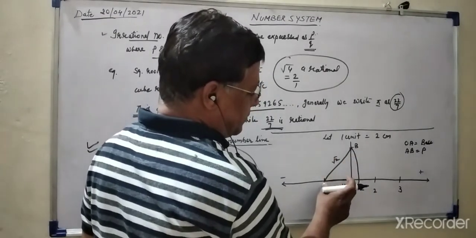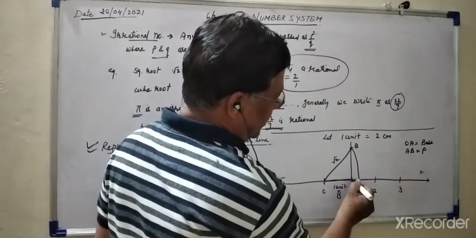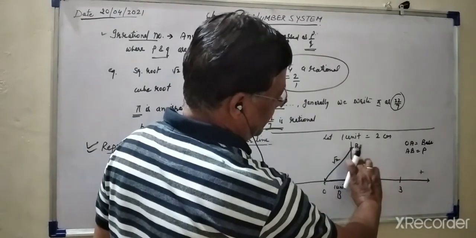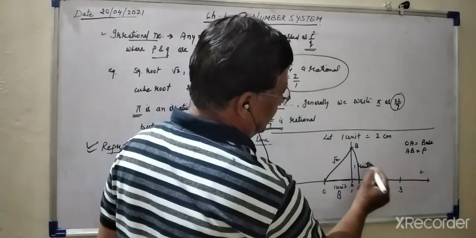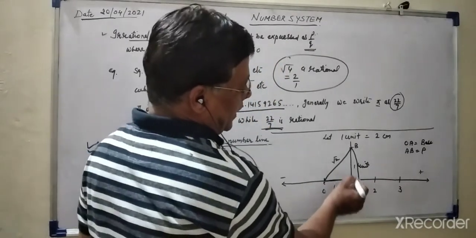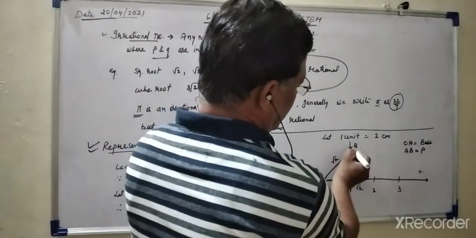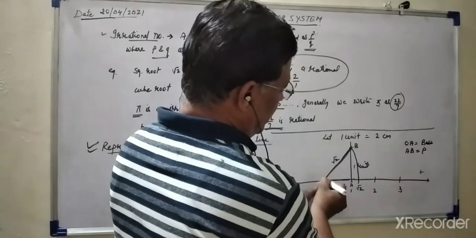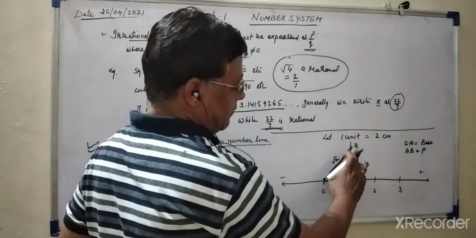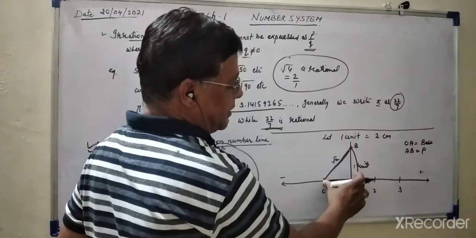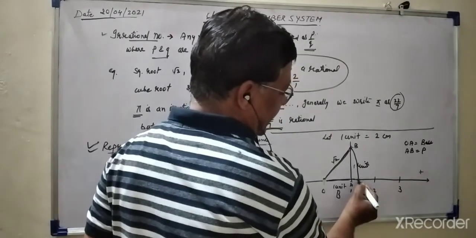Then we open the compass up to O to A, this much, and put the compass at A and cut an arc for AB. That AB is equal to 1 unit again. So when we have this perpendicular and base, we join the initial point to this point, so we can draw the hypotenuse. The length of this hypotenuse, we open the compass up to here and then cut the arc. The arc intersects the line here, that is root 2.